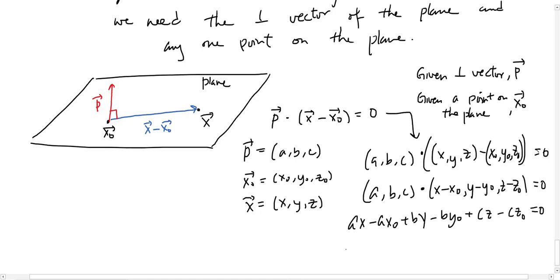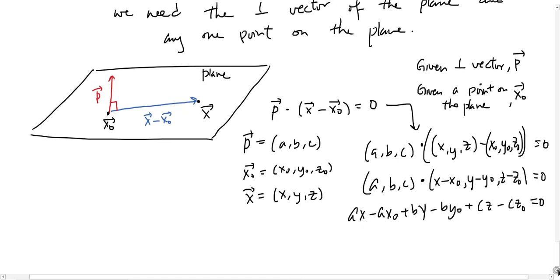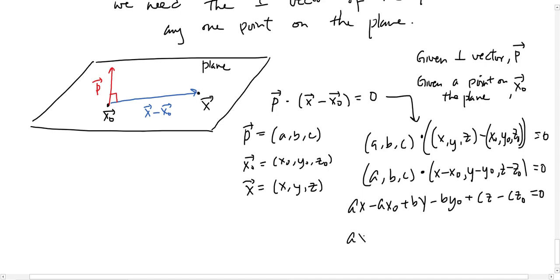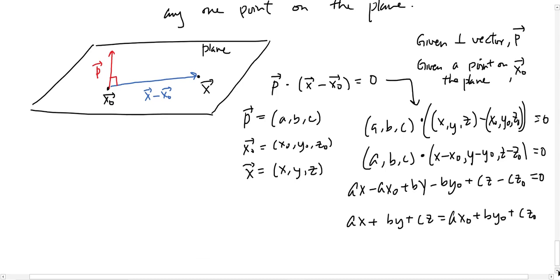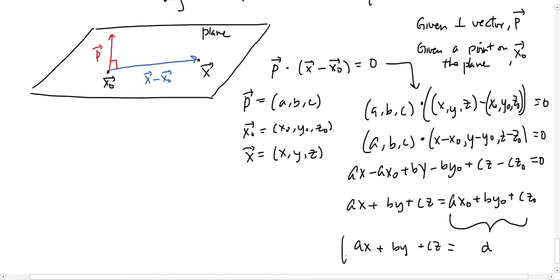equal to 0. And then what I'm going to do is keep the x, y, z on one side and move all the ones with x sub 0, y sub 0, and z sub 0 to the other side. And I'm going to call this the constant d. And now what I have is a standard form of a plane.